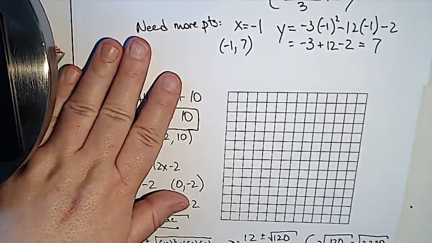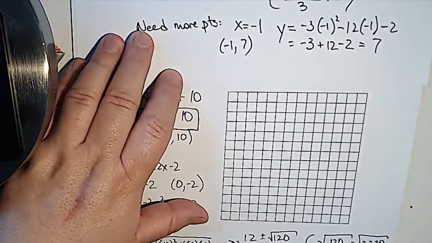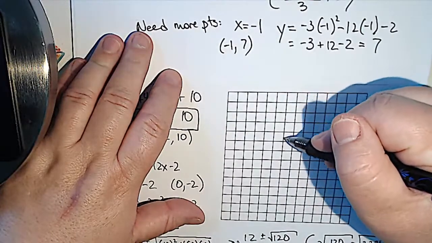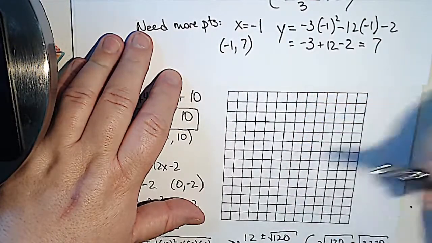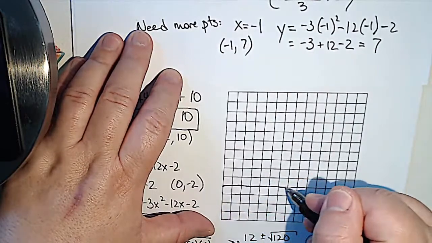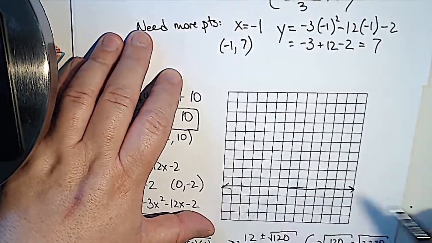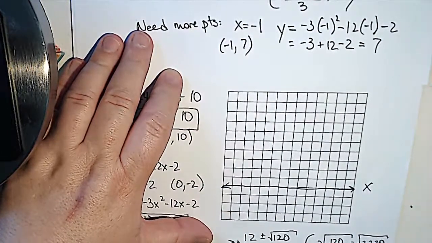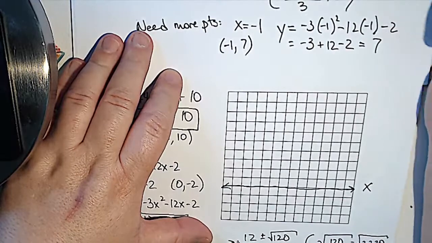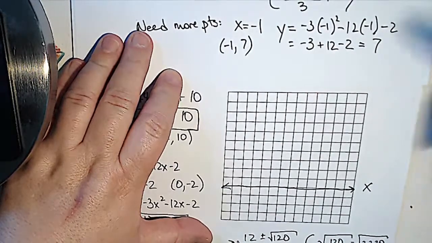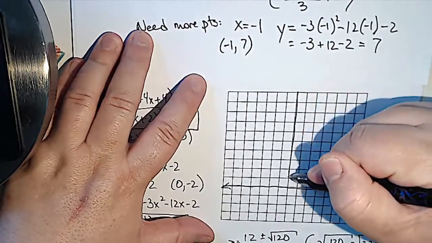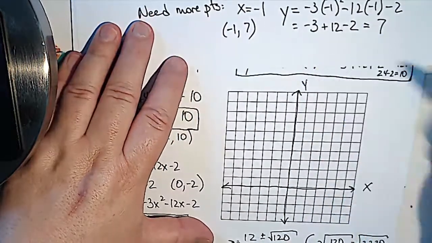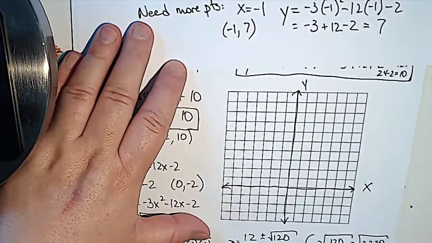Okay, so our vertex is at (-2, 10). So I have to be able to get up to 10. So if this is 10, 9, 8, 7, 6, 5, 4, 3, 2, 1, 0, I'm going to put my x-axis right here. Obviously, always use a ruler. The x values are relatively close to 0, so I'm not going to worry about putting the y-axis anywhere particular. I just need a little bit of space on both sides.